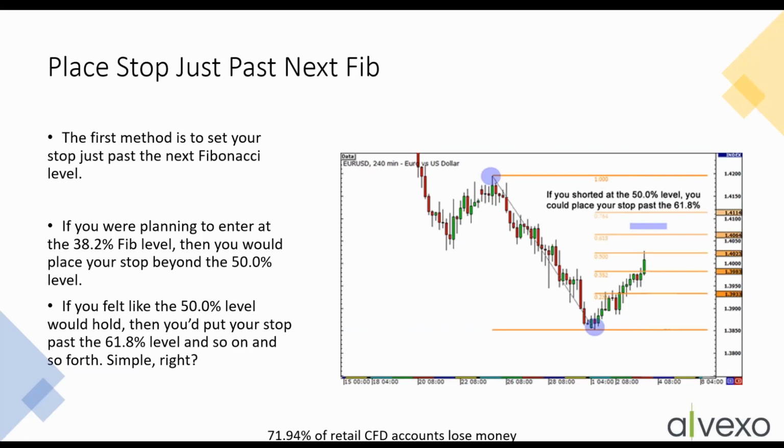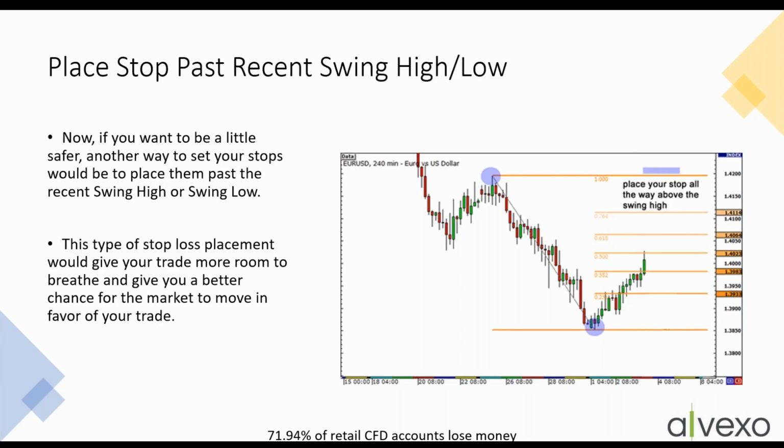So the easiest method is to find your next Fibonacci levels. If you're planning to enter at 38.2, then maybe you would place your stop loss just beyond the 50%. If you felt like the 50% level would hold, then you should place your stop loss past the 61.8. Simple, right? Well, they might be. They're only educated guesses.